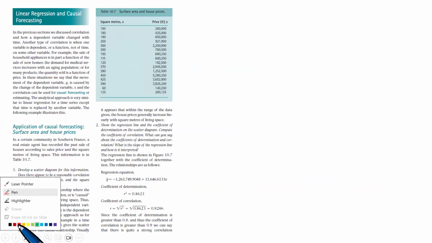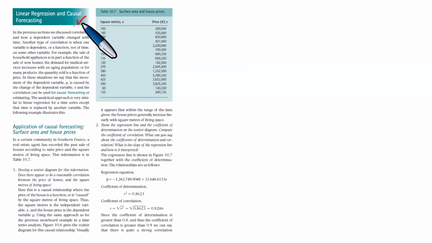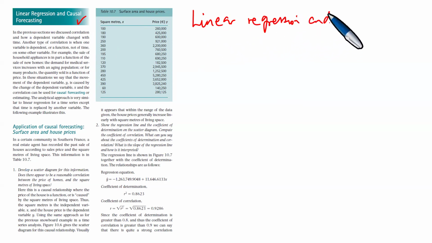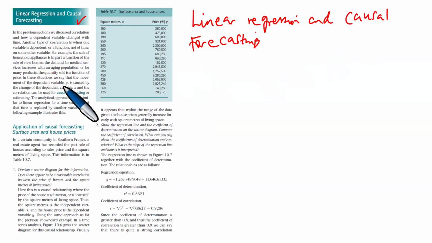So we continue. The idea of linear regression and causal forecasting. Let us discuss linear regression and what we call causal forecasting. This is a continuation, but it's not substantial; it's very straightforward. In the previous sections we discussed correlation and how a dependent variable changed with time.